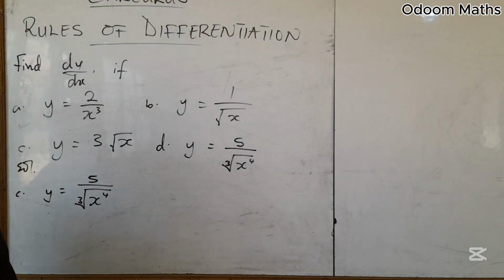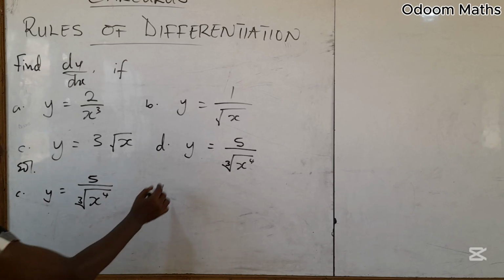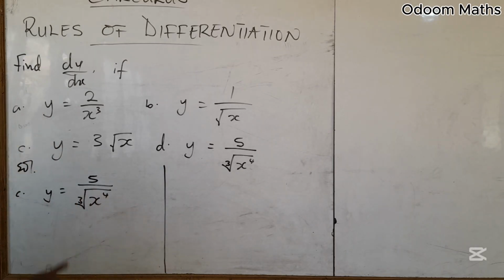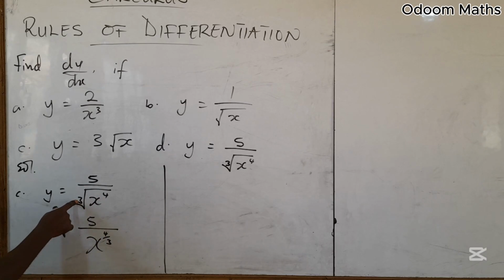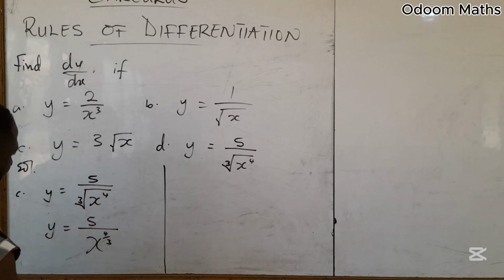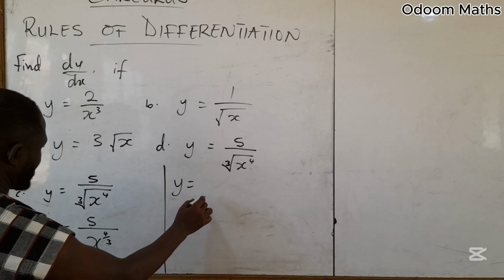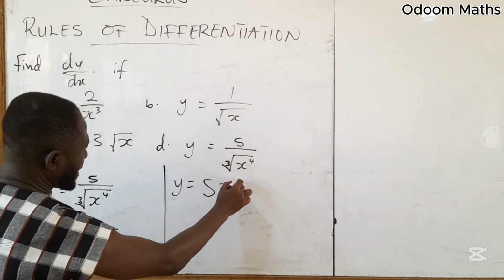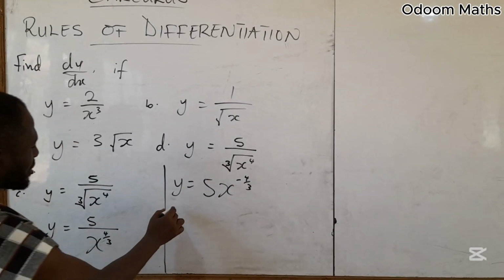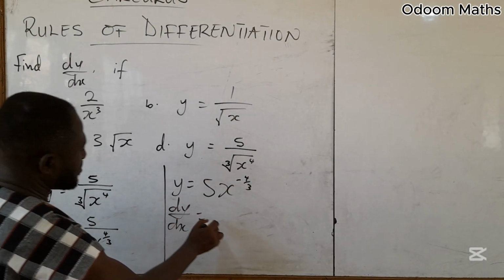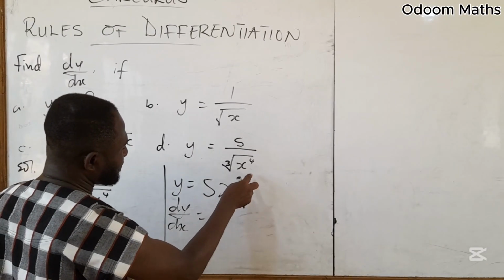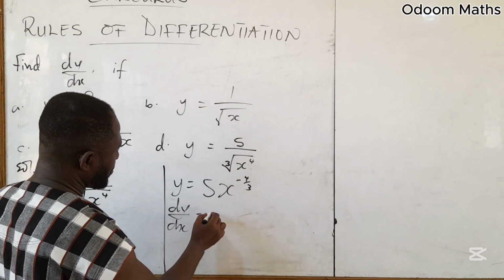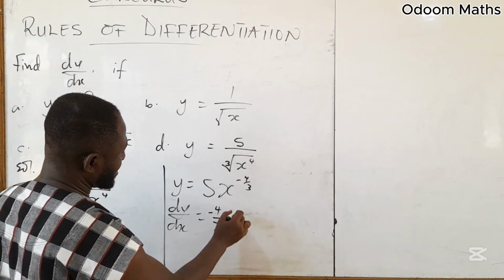Okay, so let's look at the final question. Let's learn how to rewrite something of this nature. So this is going to be y equals 5 over x to the power 4 over 3. And we can rewrite this again to be y equals 5 x to the power negative 4 over 3. So then our dy/dx becomes negative 4 over 3 times 5.